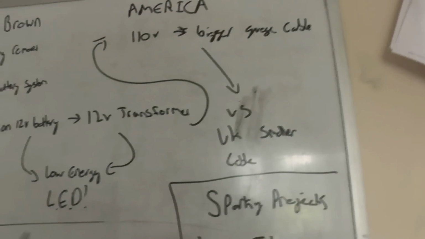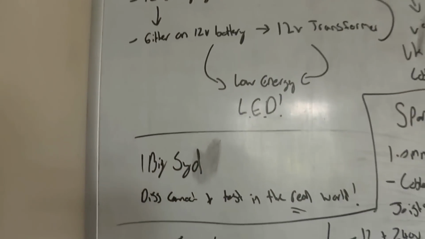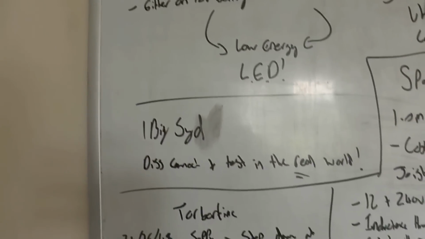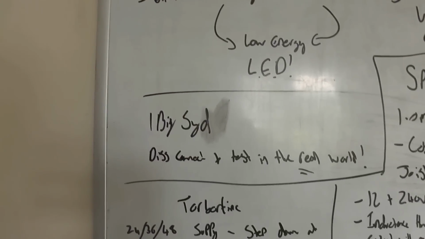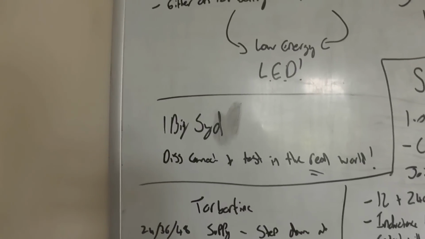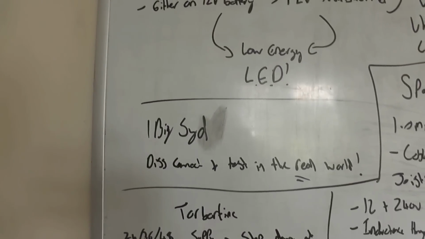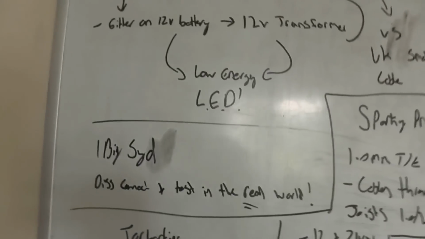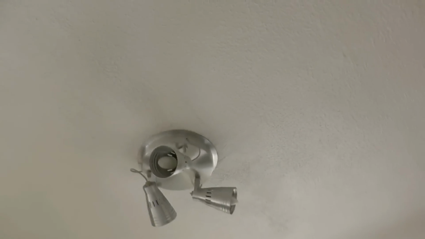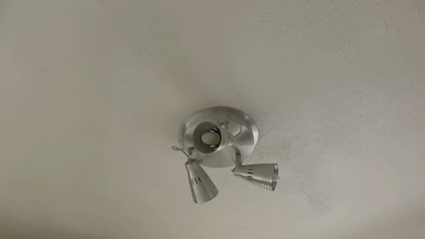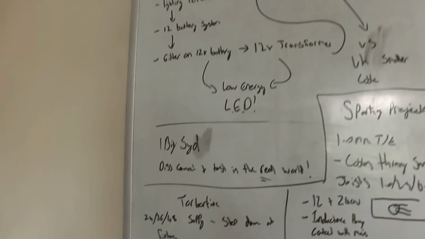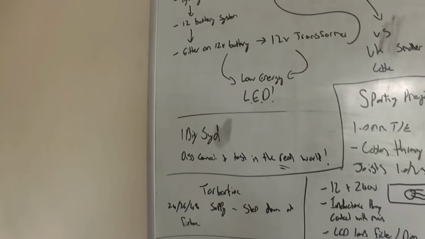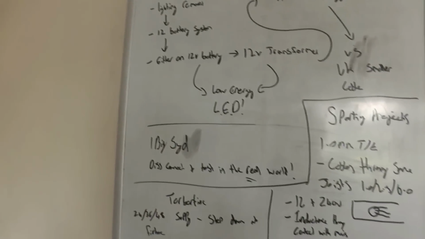Next, I'll go back to one big SID, where he just says just disconnect and test in the real world, which is a good idea. And I'd like to do that, but the problem I've got is the light fittings that I have in this house are, how can I put it, not the easiest to get into. And halogen fittings upstairs with the GU10 lamps are not the easiest to take down, and I hate taking them down and then having to put them back up.